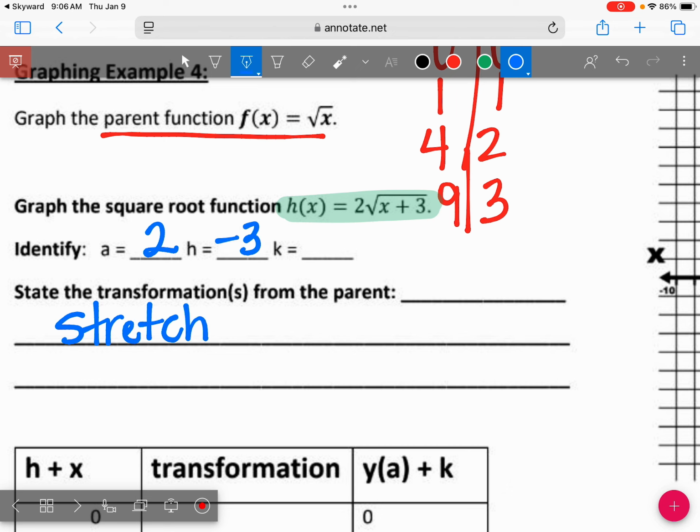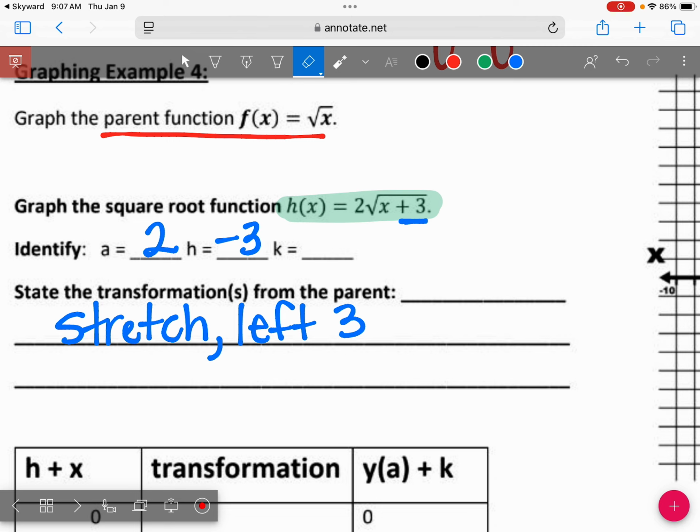What's H? -3. That's under the hood and you flip the sign. So it says a +3, but you're going to flip it to a minus. That's moving the graph left 3. And then there's nothing in the back of this graph. Nothing is in the back. So our K value is 0. So this graph does not go up or down.